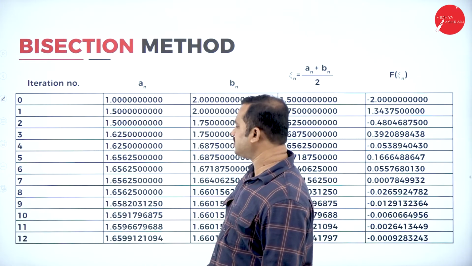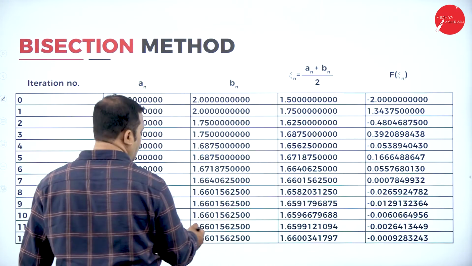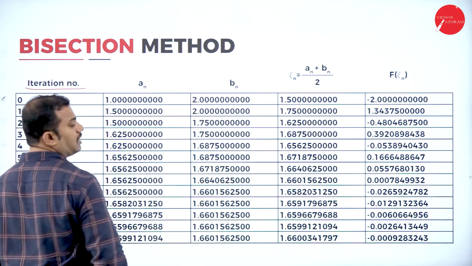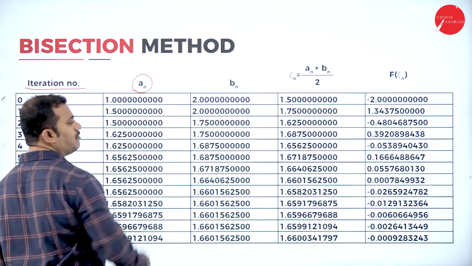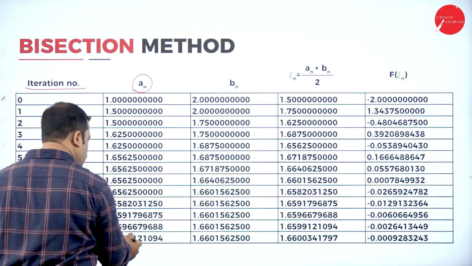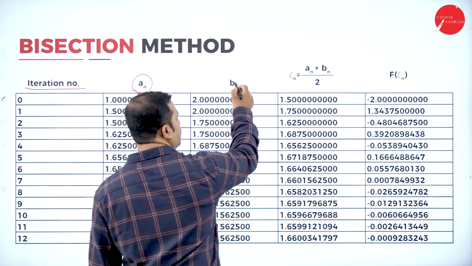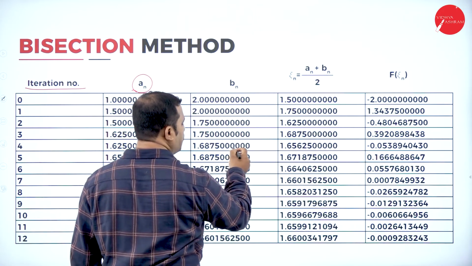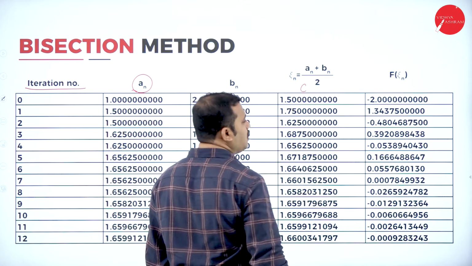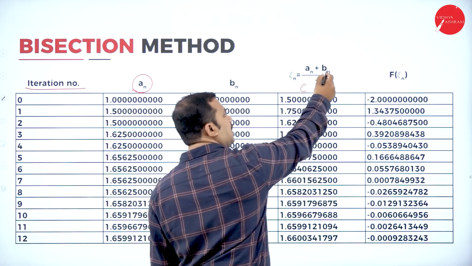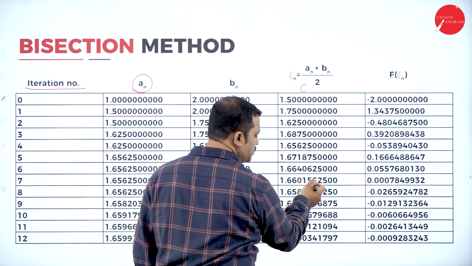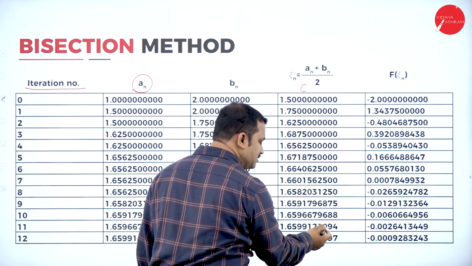So this process is repeated until the roots are found. Please observe that carefully here. This represents the iteration number. This represents the initial value A0, A1, A2, A3, A4, A5, and so on up to A12. Similarly, B0, B1, B2, B3, B4, B5, and so on up to B12. Then we have C. What is the value of C? C is equal to A plus B by 2. That is C1, C2, C3, C4, C5, C6, C7, C8, C9, C10, C11, C12.